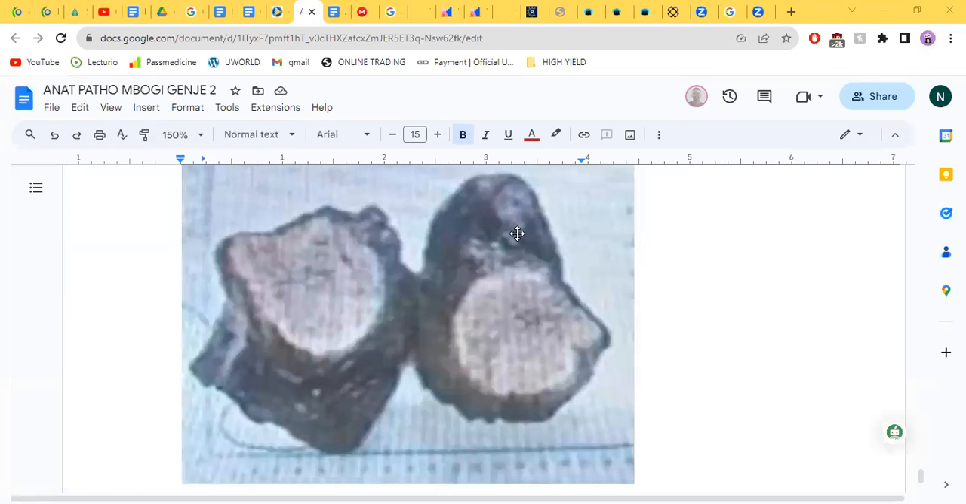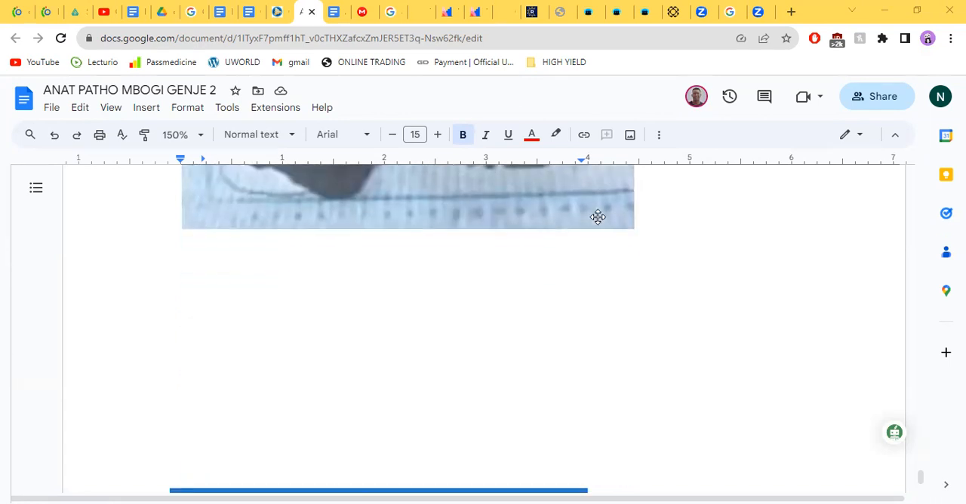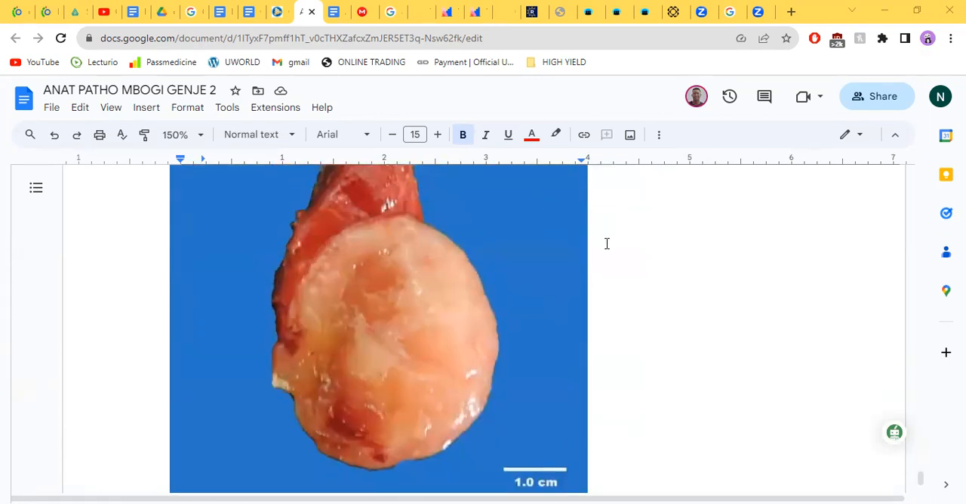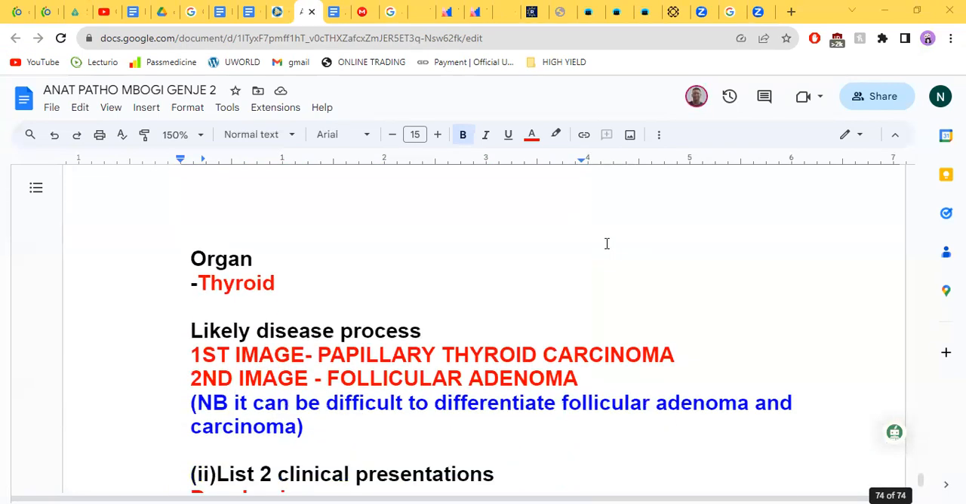So what could be the diagnosis? Thyroid carcinoma. Papillary thyroid carcinoma. Yeah. Maybe we move down. That's a clearer image. Now the organ is thyroid. So the first image is papillary thyroid carcinoma.